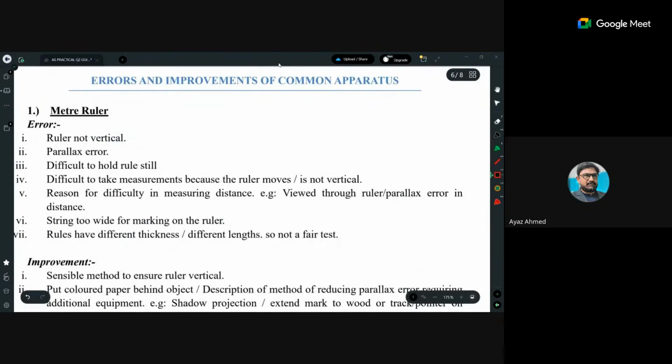Now we are talking about the errors and improvements with common instruments. For example, what are your common instruments? Meter rule. Yes, I remember I exactly wrote this in the main exam. Difficult to keep the meter rule vertical.